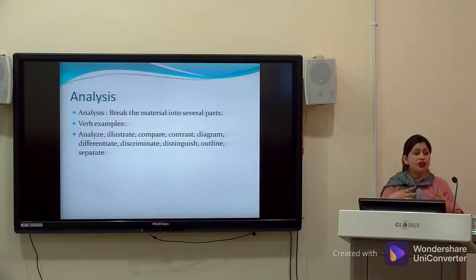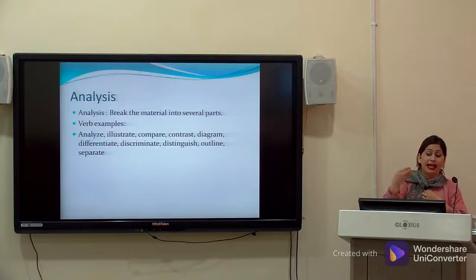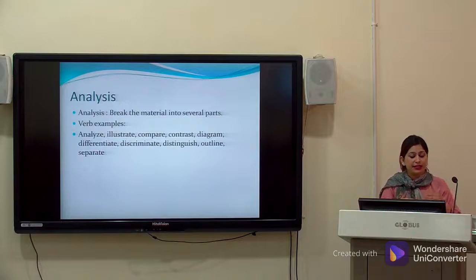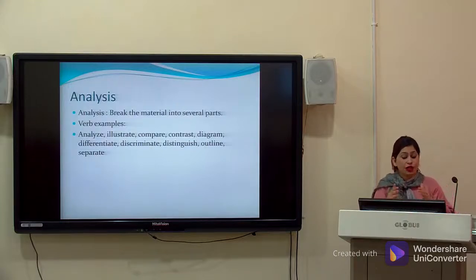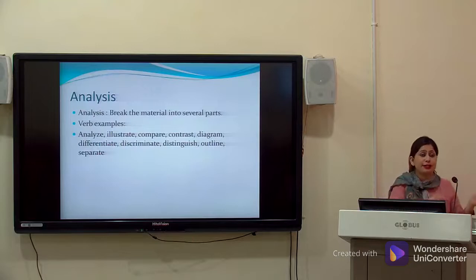So the action verbs, in order to assess whether the learner has acquired the analysis part, that will be used are: analyze, illustrate, compare between the two, breaking down the concept into parts in order to understand it, contrast, diagram, differentiate. Can you differentiate between the two concepts?